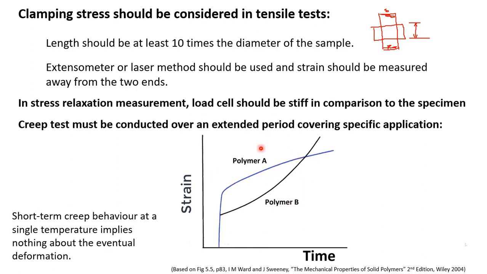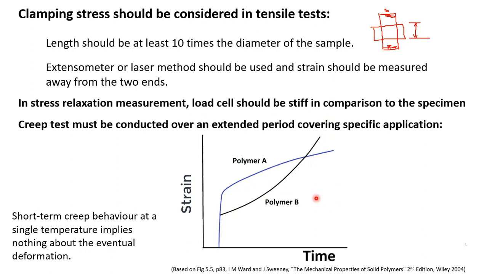Here is an example. Polymer A and polymer B. We can see that polymer B has lower creep strain in the beginning, but after some time the creep overshoots. The rate of creep is very high. It accelerates after some time, whereas for polymer A the creep rate continues to be in the same region, and after some time it is lower than the creep for polymer B. So a polymer may have a good short-term creep behavior, but its long-term creep behavior may not be very applicable.